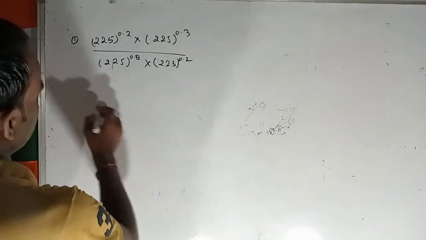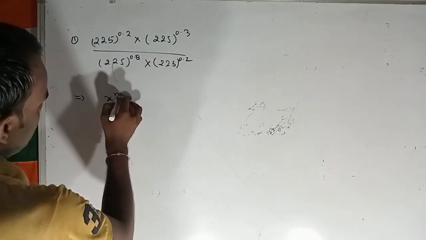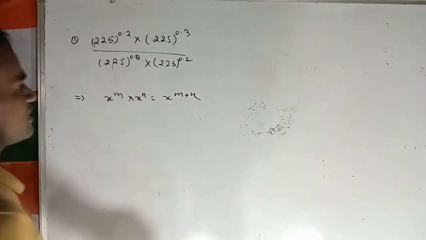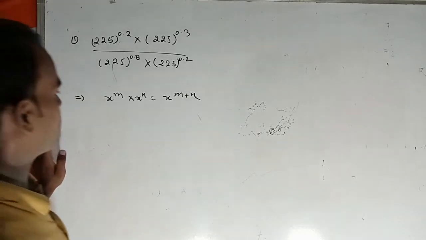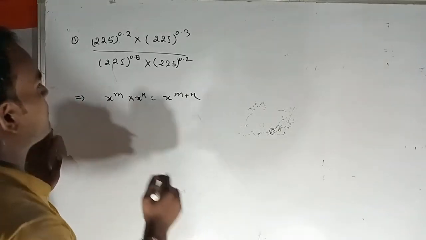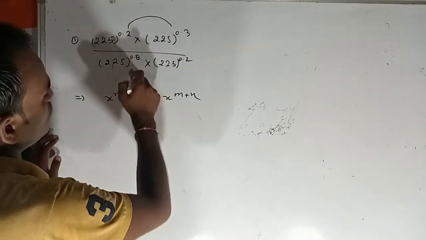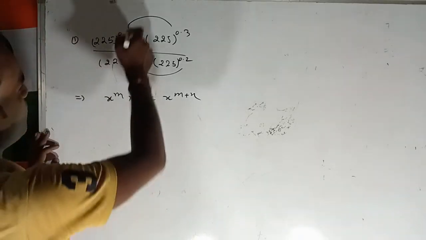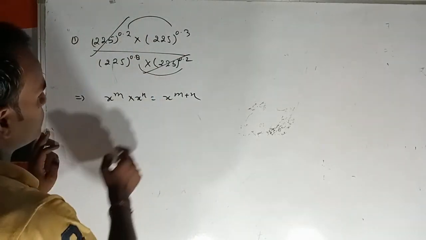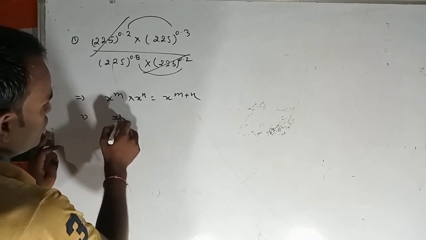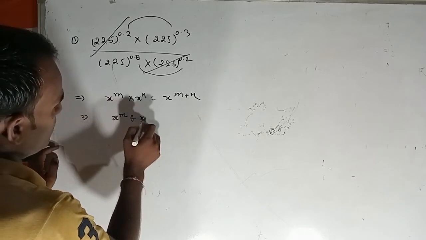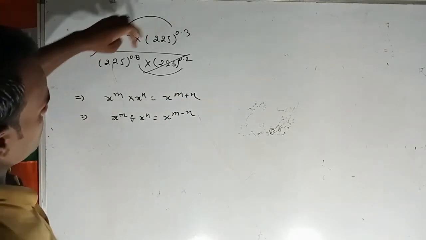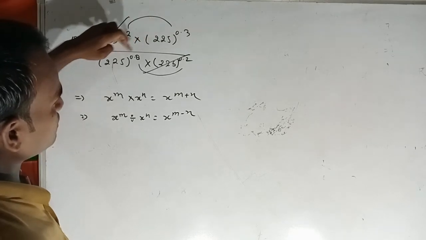First, we should remember the identity that x to the power m into x to the power n equals x to the power m plus n. Remember this identity in your mind. According to this, we will add these two. Or another concept is coming to my mind: we can cancel out these two. Another identity we can use here is x to the power m divided by x to the power n equals x to the power m minus n. So from this we will subtract this.